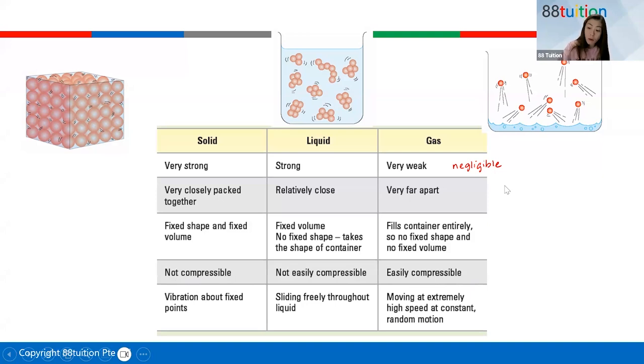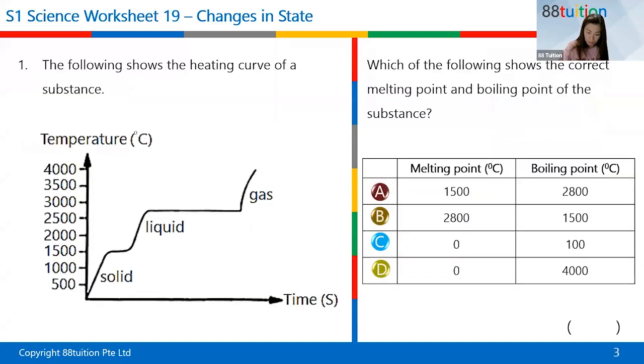All right, so let's go on to our questions. Question 1. Following shows the heating curve of a substance. In a heating curve, you will always see the temperature increasing. There'll be some parts where it stays the same, but generally it's an upward trend. So this is the heating curve. If it's the cooling curve, like condensation and freezing, it is the opposite. You have the temperature coming downwards with time.